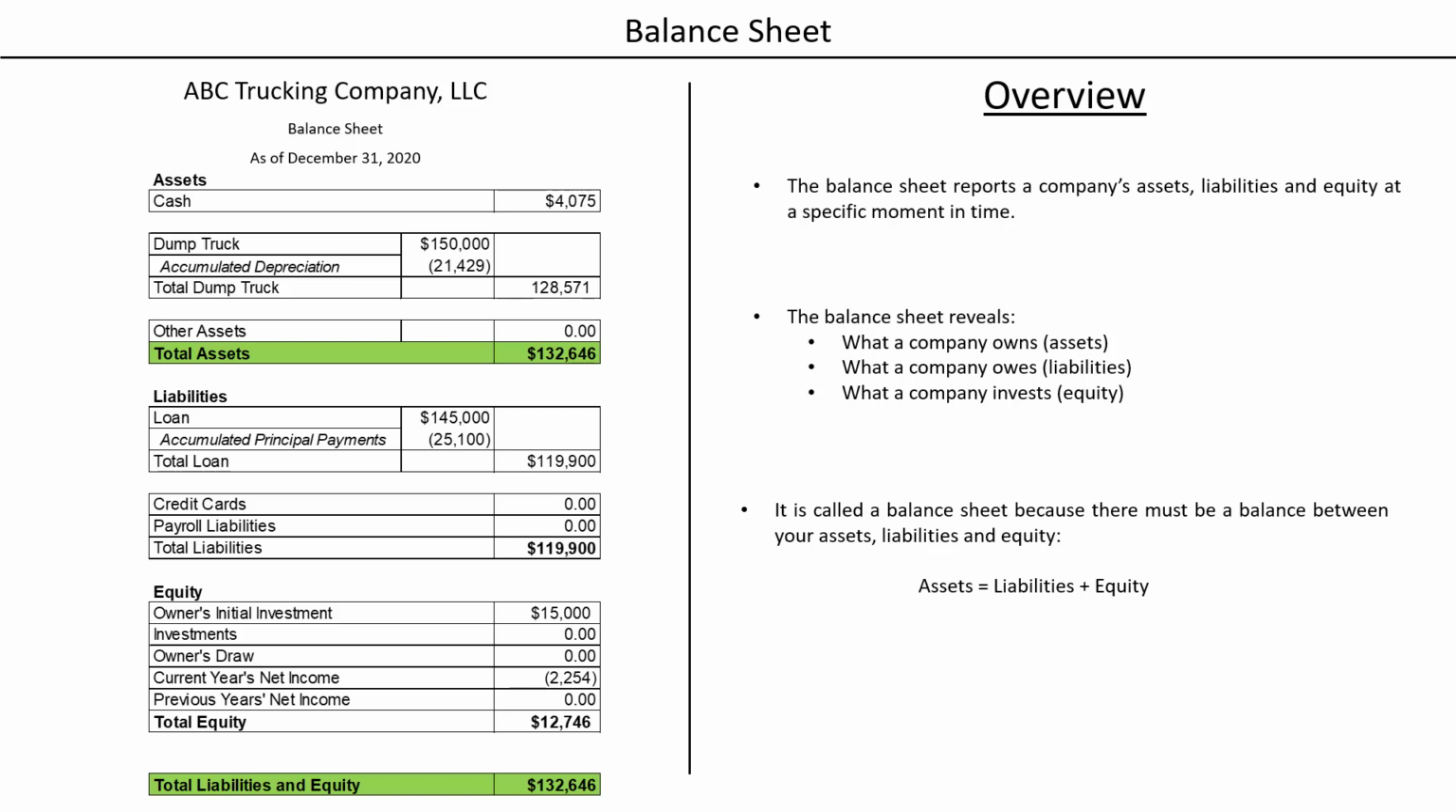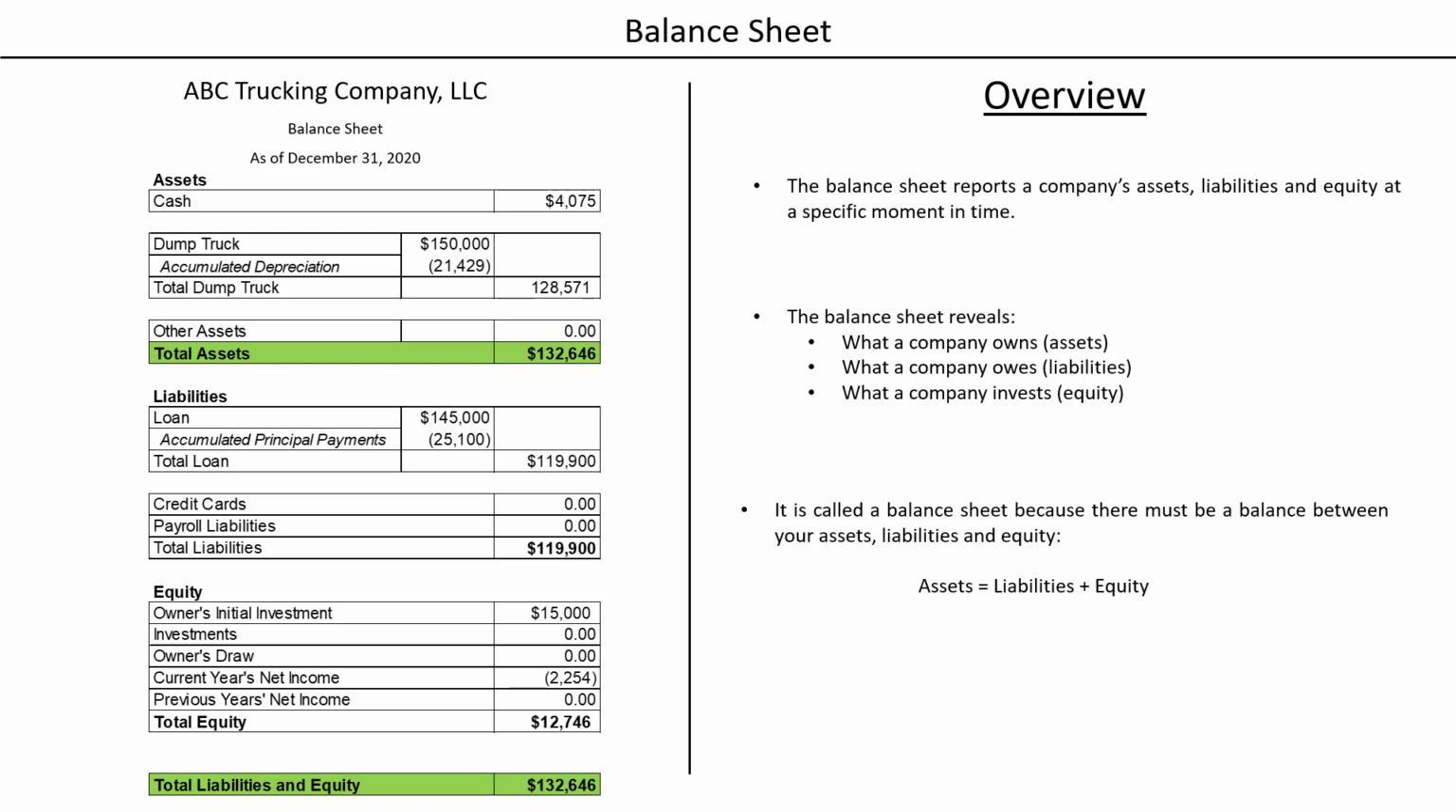There must be a balance, however, between the assets, liabilities, and equity. In other words, a company's assets must equal the liabilities plus the equity. All right, so let's take a look at the balance sheet for the ABC Trucking Company. First, let's start with assets. This is what a company owns.